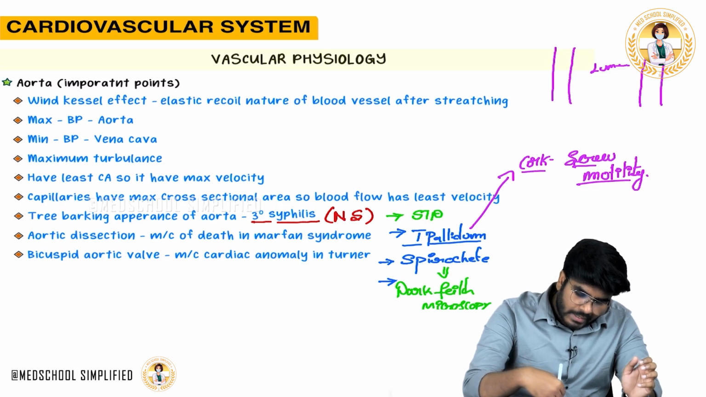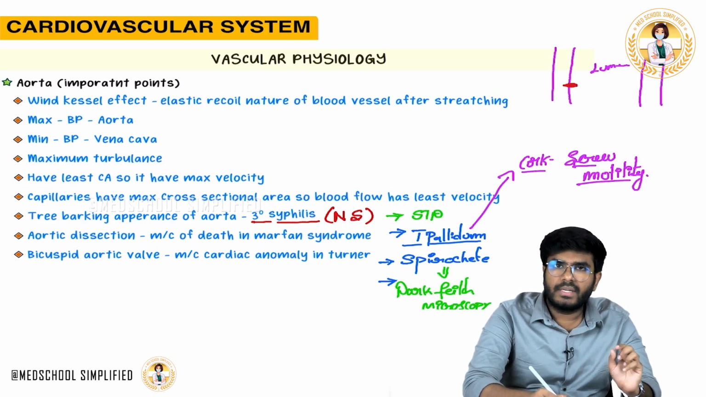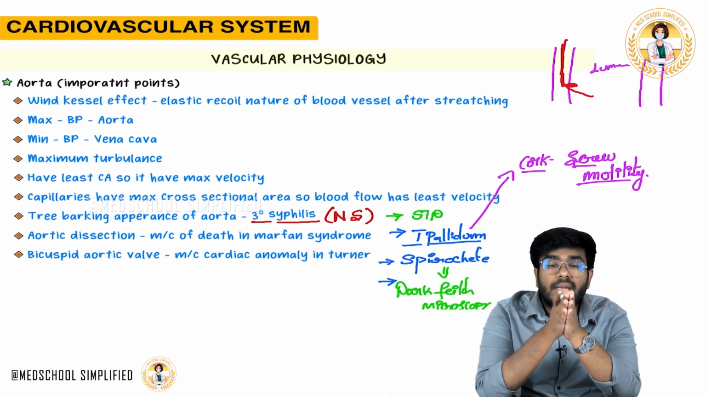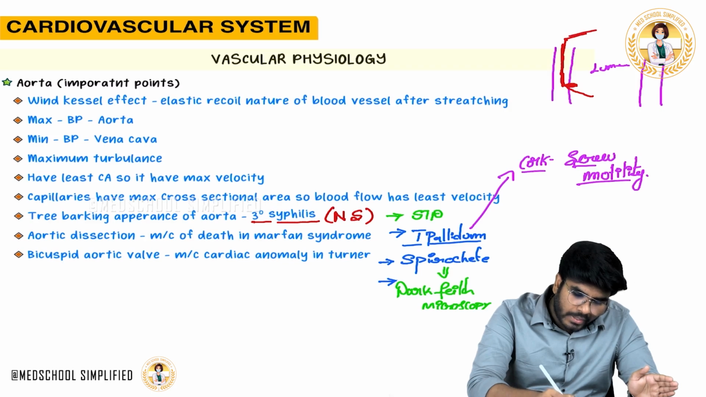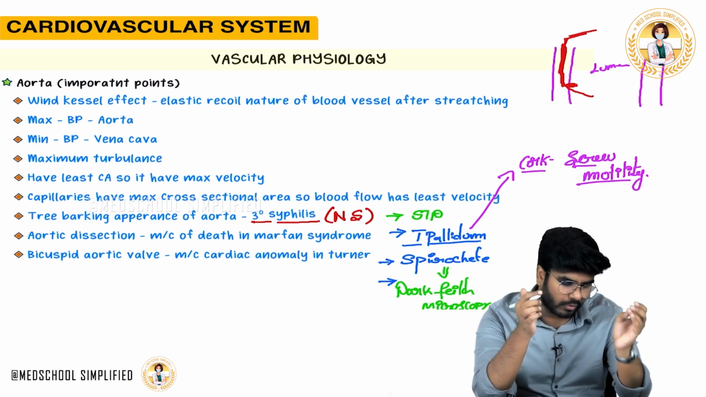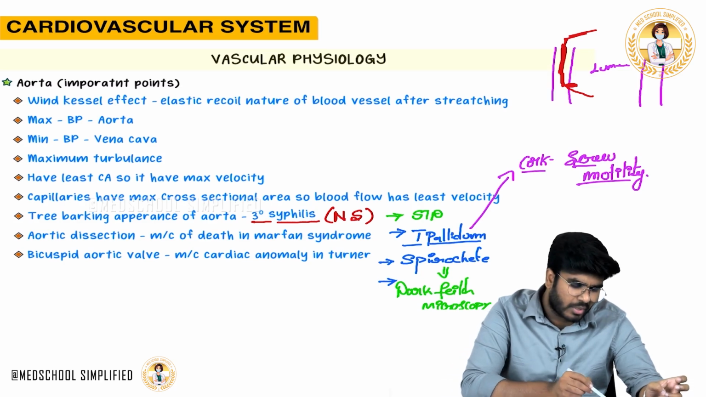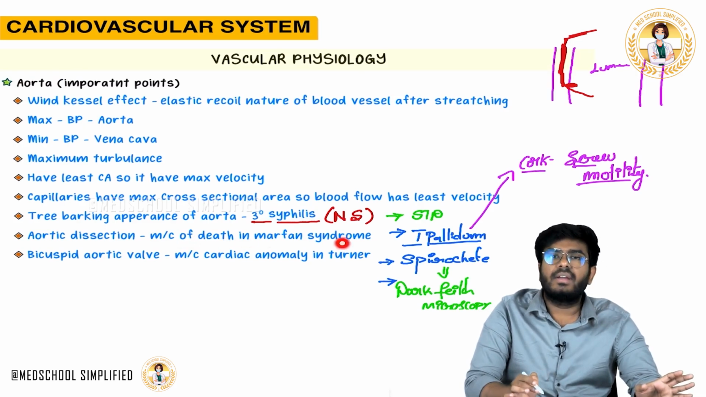Now what happens in aortic dissection is that there is an intimal tear over here. The intima is torn, so blood is now passing into the wall of the aorta, dissecting the aortic wall into two layers, and again the blood flow will come back. So the aortic wall is getting dissected by a jet of blood flow. This is called aortic dissection. Why are we discussing it here? Because we are discussing some important points about the aorta. Aortic dissection is the most common cause of death in Marfan syndrome.